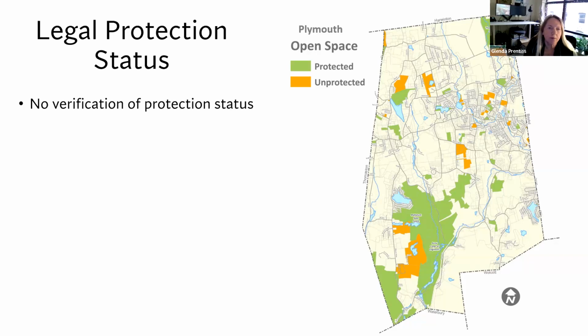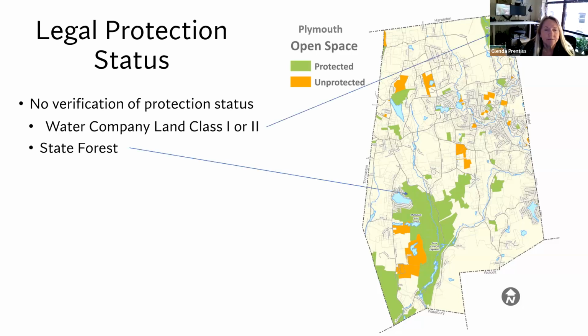While all these properties shown in orange or green could be classed as open space, it's the protection level that's important with regard to open space planning, since without protection, there's no guarantee that they will remain open space in the future.